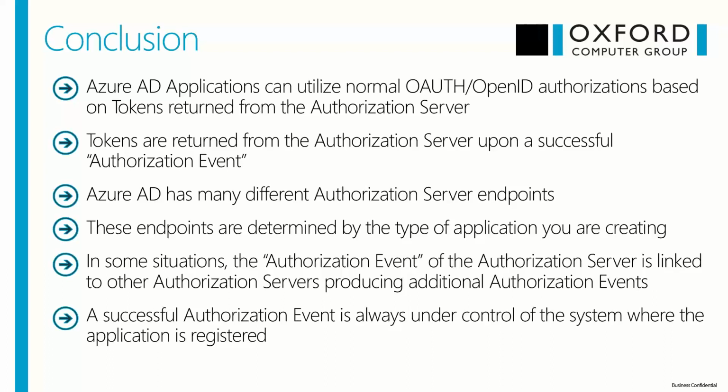And one thing to remember is that the successful authorization event is always under control of the system where the application is registered. So if you have an application that's pointed to an authorization server, that event is always under control of that system, the ultimate control of it. So if you daisy chain them out to 50 or 60, the ultimate control is always at the first one that you implement.